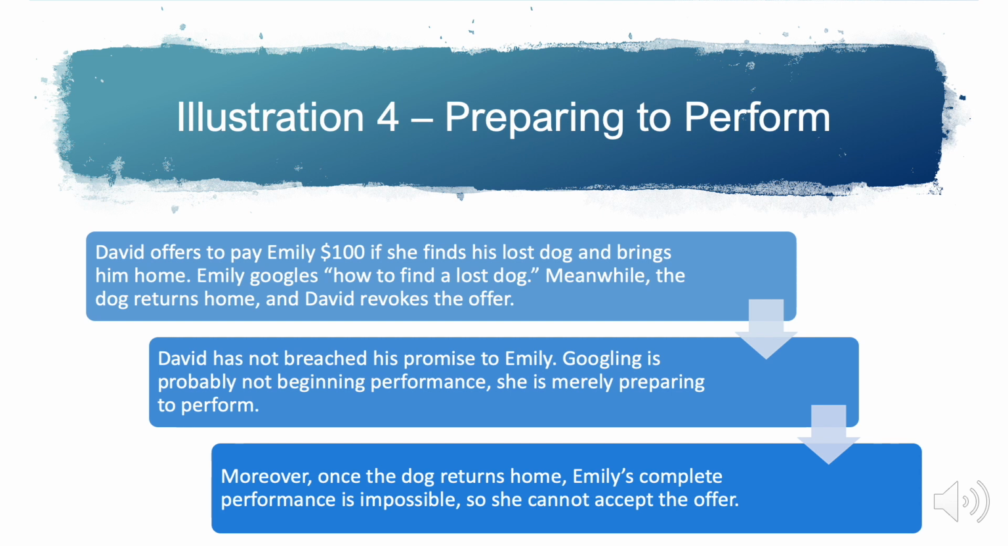Let's contrast this with another illustration where there was no performance. Please read the screen. David offers to pay Emily $100 if she finds his lost dog and brings him home. Emily Googles how to find a lost dog. Meanwhile, the dog returns home and David revokes the offer. David has not breached his promise to Emily. Googling is probably not beginning performance. She is merely preparing to perform. Moreover, once the dog returns home, Emily's complete performance is impossible, so she cannot accept the offer anyway.